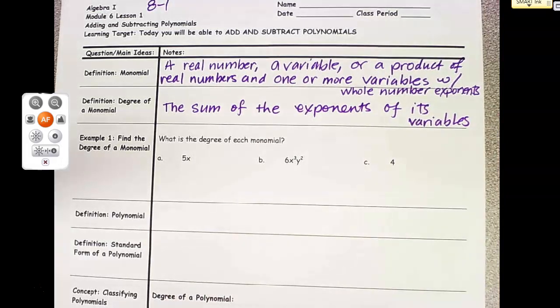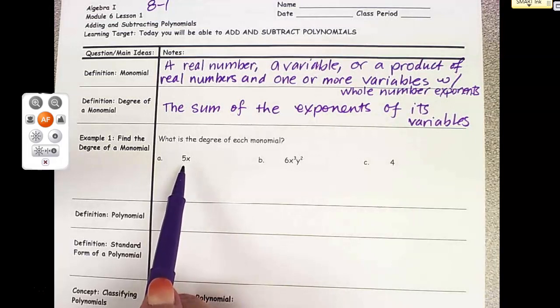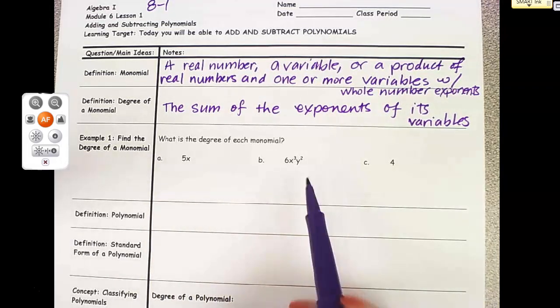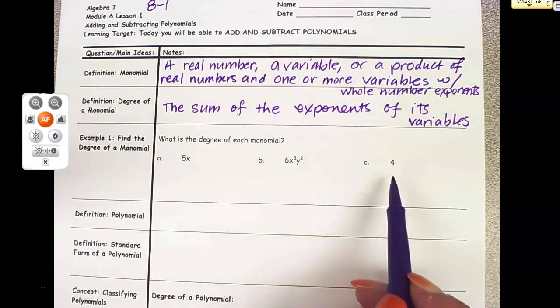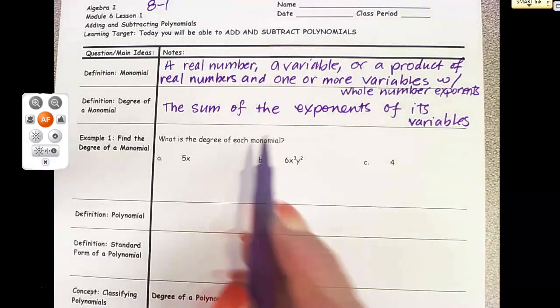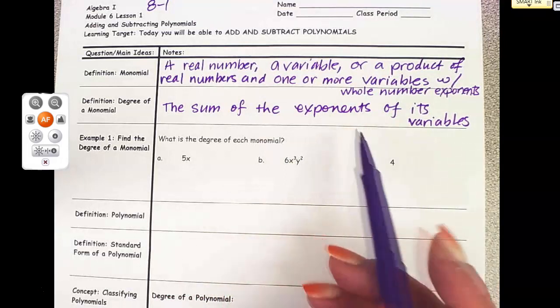So in example 1, we're just looking at 3 different monomials. So here we have 5x, which is a number and a variable, or a product of real numbers and one variable. Here I have a real number 6 and a bunch of variables with whole number exponents. And then number 4 is just a real number. But what is the degree of each?